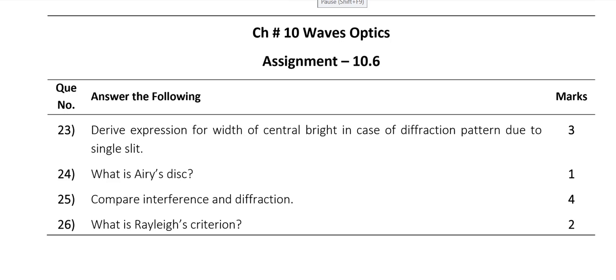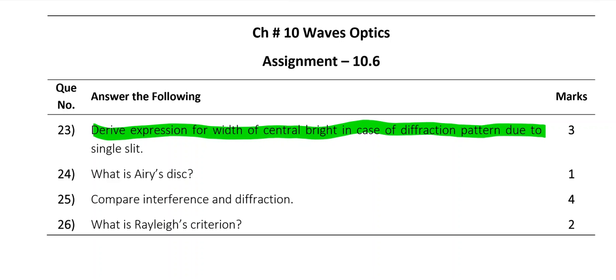Hello students, we are in assignment 10.6. The topic for this video is the expression for width of central bright in case of diffraction pattern due to single slit. For this topic, we will need to revise the condition for minima and then we will be able to find out the width of central bright. So let us start with condition for minima.